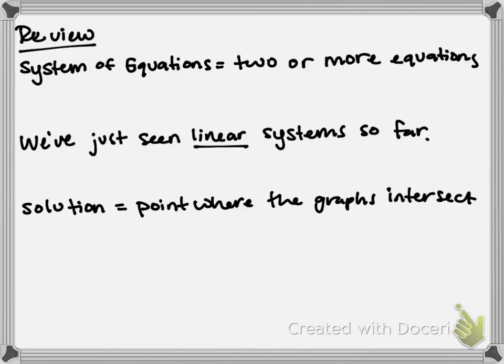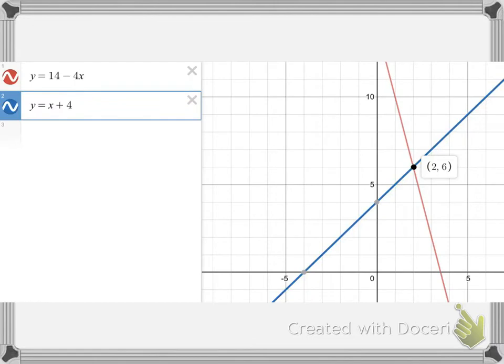All right, just as a review, if we have a system of equations, we have two or more equations. We've just seen linear systems so far, and the solution to these systems is the point where the graphs intersect. So if we have y equals 14 minus 4x, and we have y equals x plus 4, if we graphed those, the solution is where they intersect at the point 2, 6.